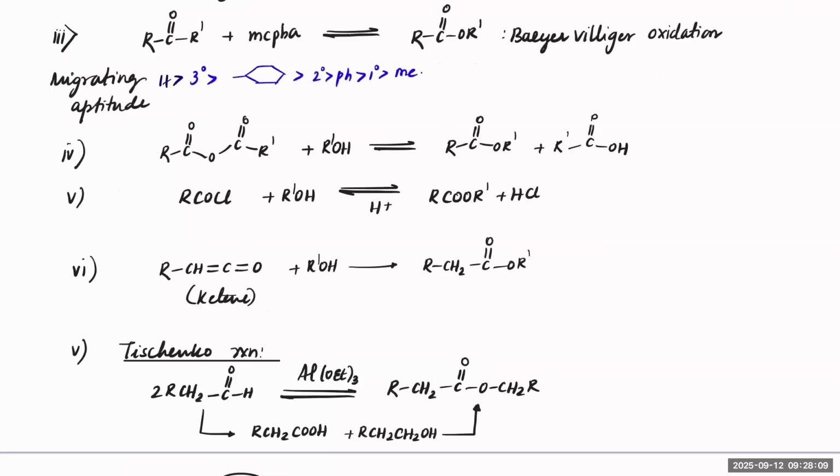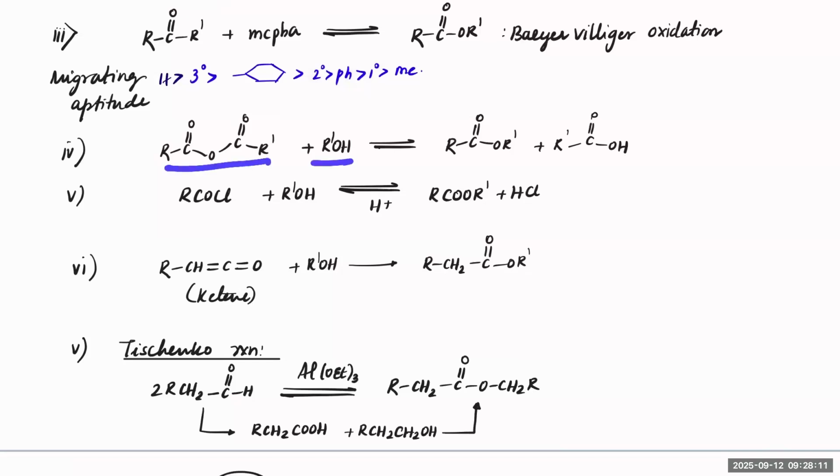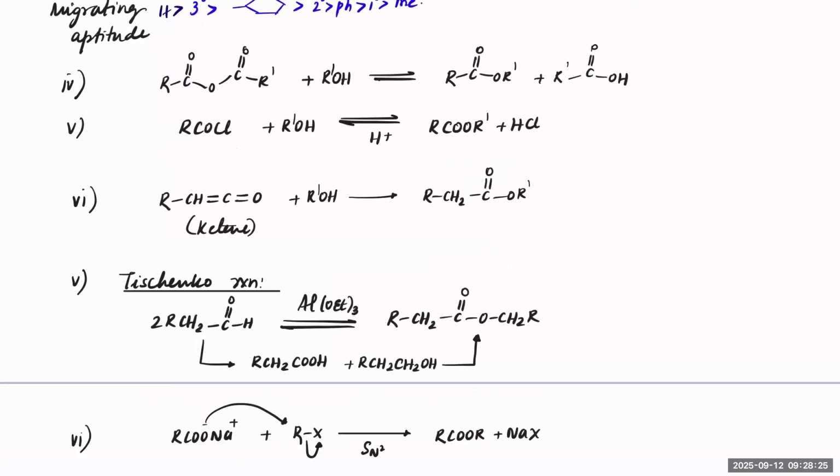If you take anhydride, react with alcohols, again you will get one ester and one acid, just like esterification. Acid chloride with alcohol will also give you ester and HCl, just like esterification. These are similar reactions like esterification. Ketenes and alcohols, just like aldehydes ketones addition, here also H will get added here, OR will get added here. So that's how you'll get esters.